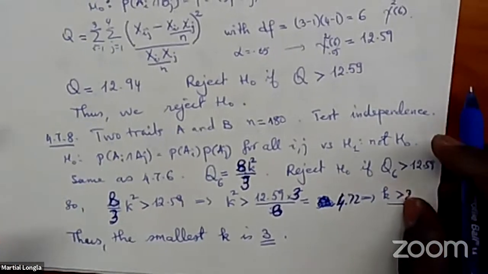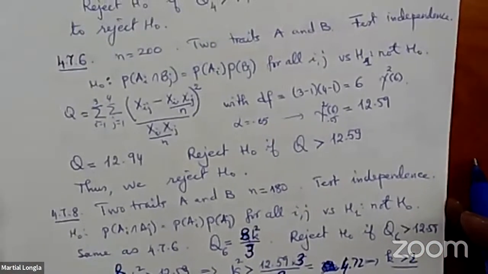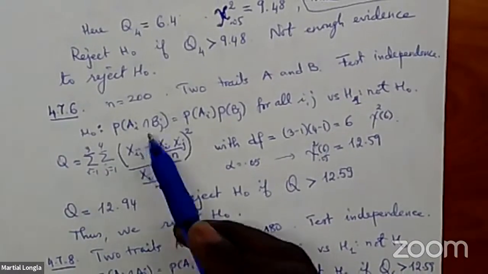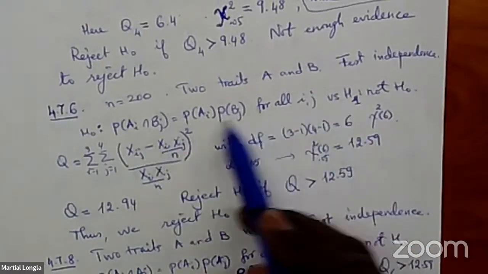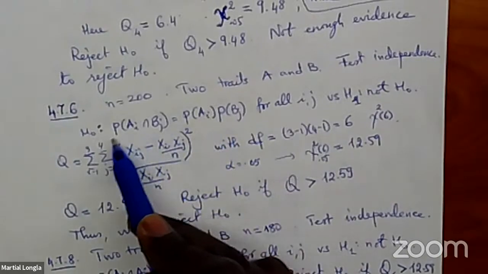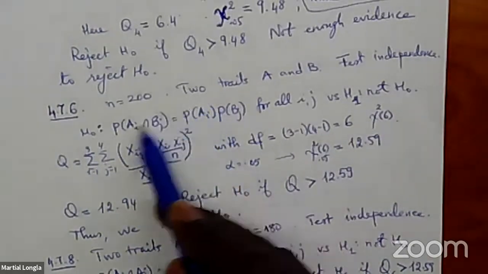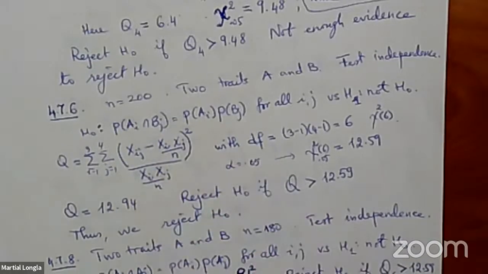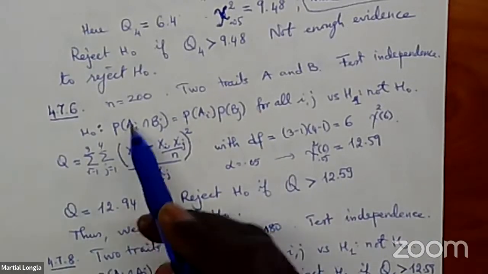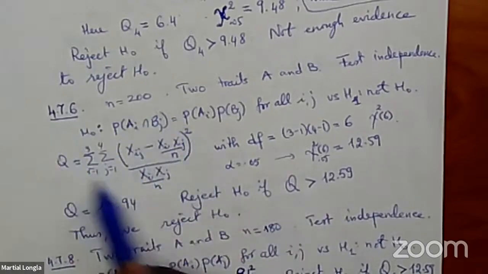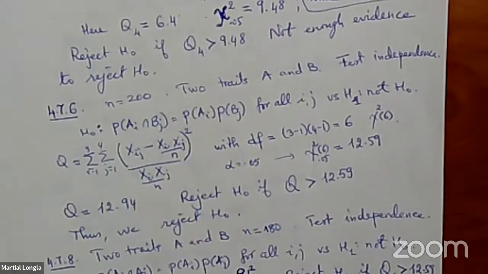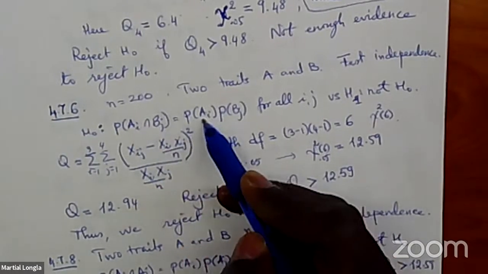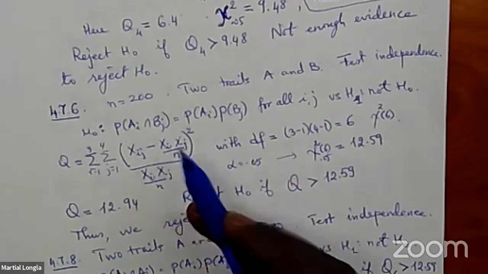So, what happened here? To answer this question, because we are assuming that the probability of AI and AJ is equal to P of AI times P of AJ, then we are going to replace in the formula of the chi square P of AI AJ by P of AI times P of AJ. That's why we have this.